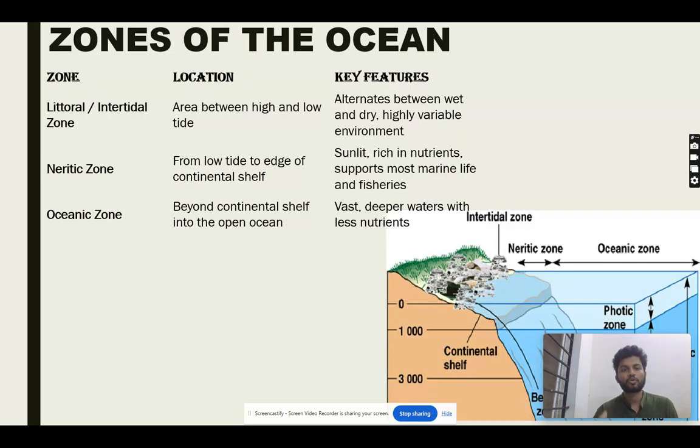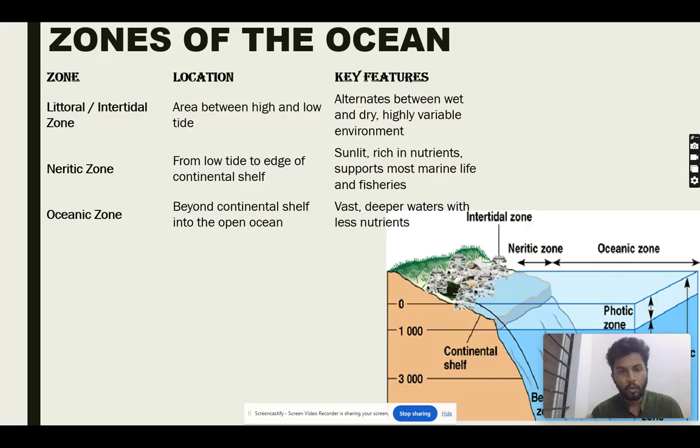Talking about the zones of the ocean, based on their location and distance from the shore, they are divided into the littoral zone or intertidal zone, then the neritic zone and the oceanic zone. The littoral zone is the area between high and low tide, and its key features are that it alternates between wet and dry and is a highly variable environment.